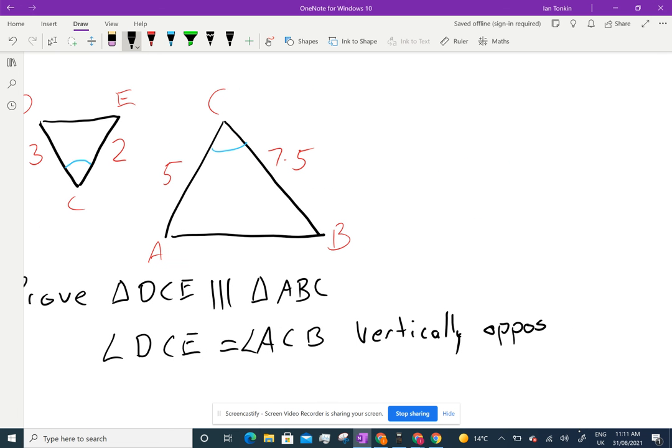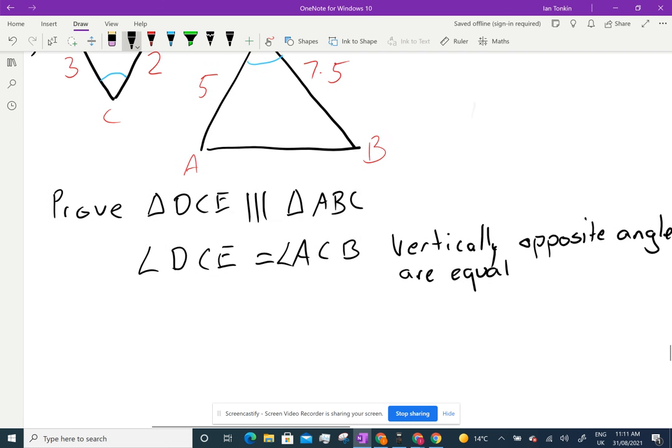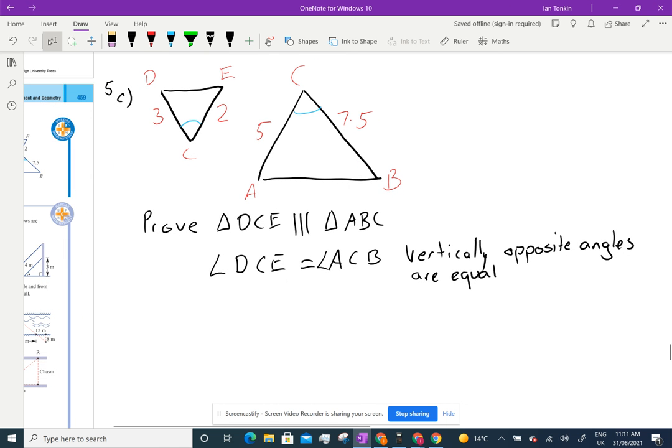Getting messier as I go on. Opposite angles are equal. Beautiful. Now, let's do the sides. And I always like to do the bigger sides on top.